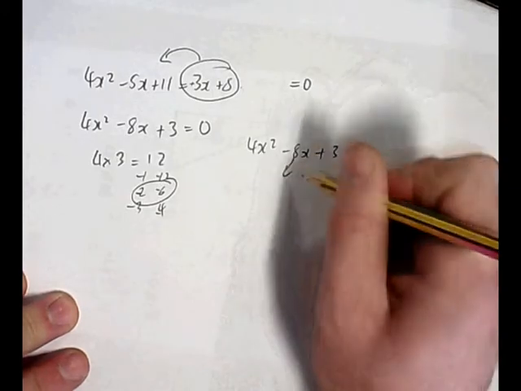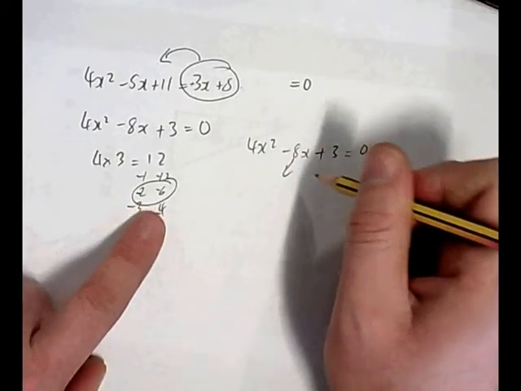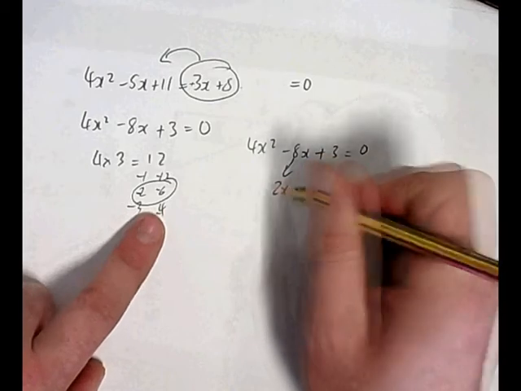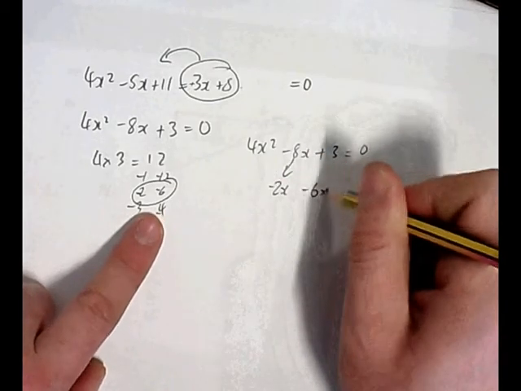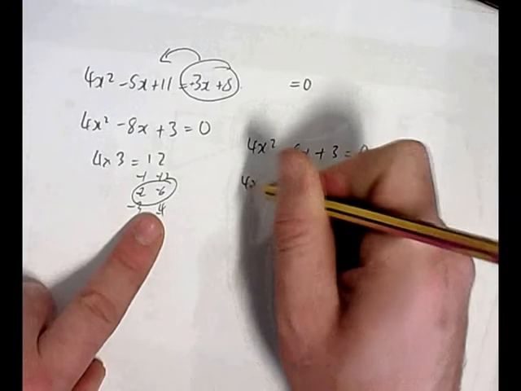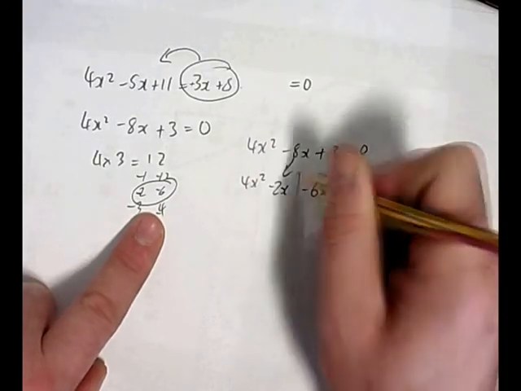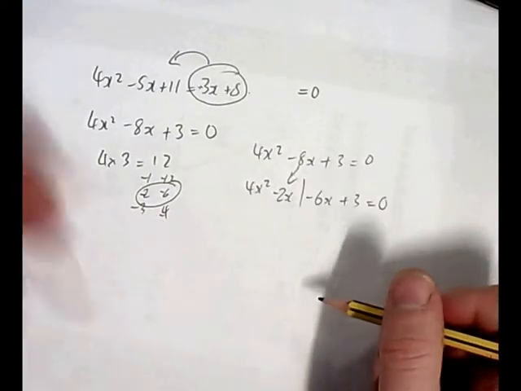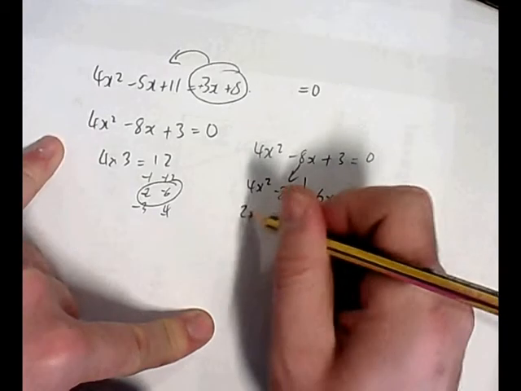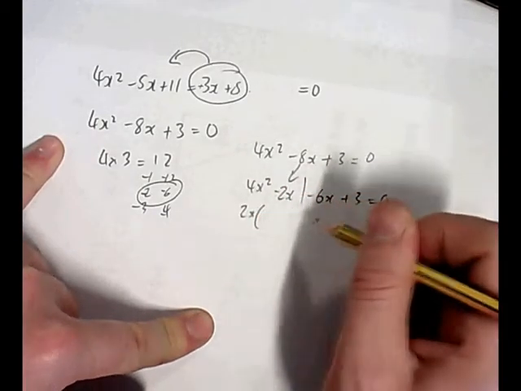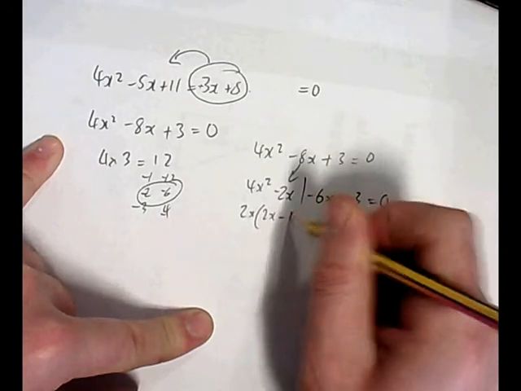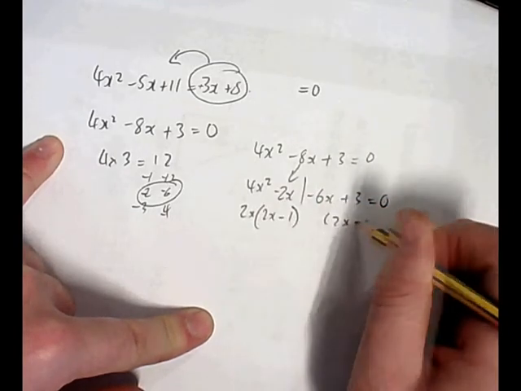So that can be either 2 or 6, it doesn't matter at all. So I'm going to put 2x minus 6x plus 3, 4x squared. Draw a line in. When you think factorise, brackets, 2x is the highest common factor, leaving 2x minus 1. So 2x minus 1 is going to go here.